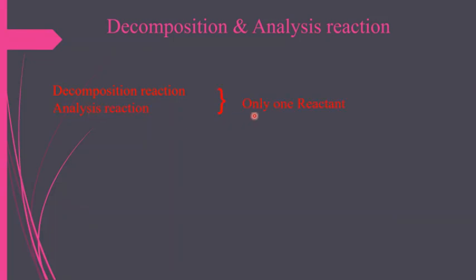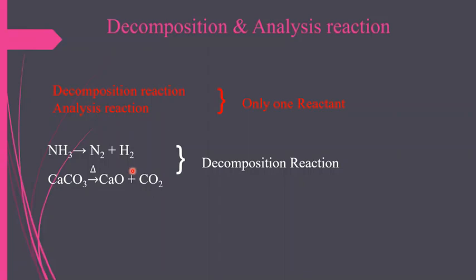That means all analysis reactions are decomposition reaction, but all decomposition reactions are not analysis reaction, because decomposition and analysis reaction, both reaction has only one reactant, but they have some difference also. Here, this ammonia is decomposed to make nitrogen and hydrogen, and calcium carbonate is decomposed to make calcium oxide and carbon dioxide. Both are decomposition reaction. Why? Because here one compound is decomposed to make here two elements and here two compounds, but in both reaction one compound is decomposed. So both are decomposition reaction.